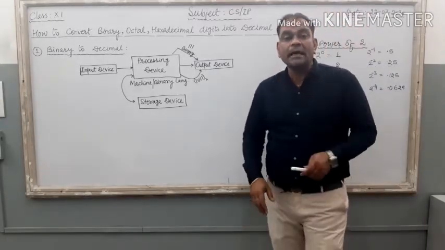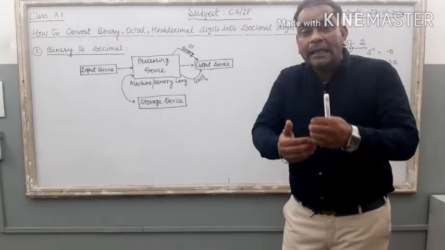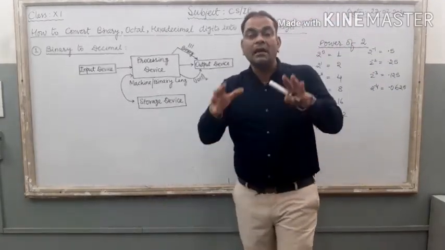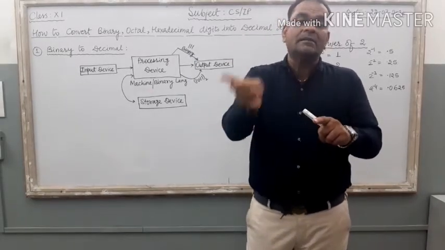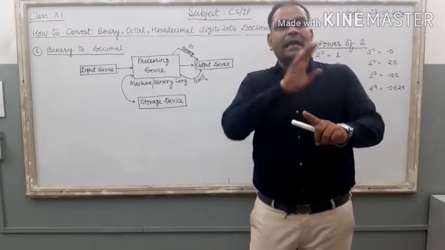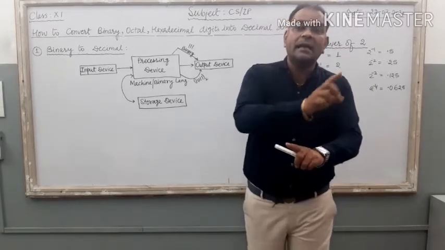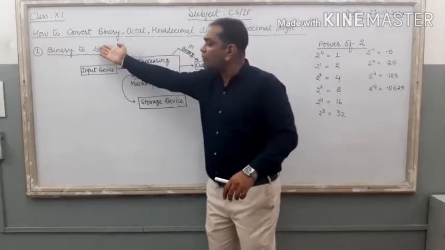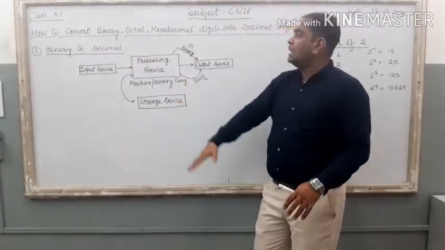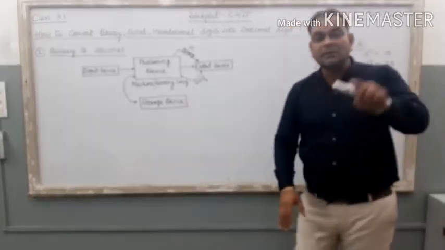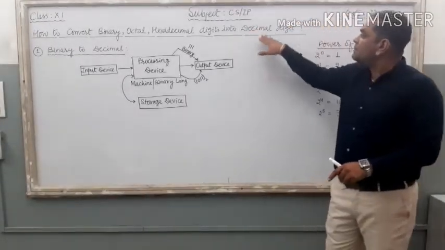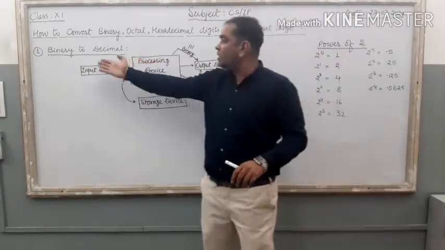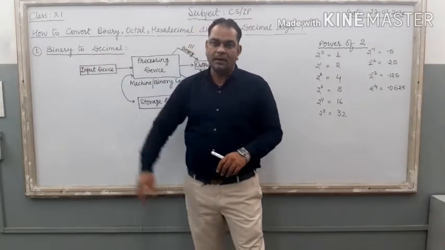As you know, we are working on the chapter number system, and in the previous classes we discussed how to convert a decimal number into its binary equivalent, into its octal equivalent and into its hexadecimal equivalent. Now in today's class we will discuss how to convert a binary, octal or hexadecimal number system's digit into its decimal number system equivalent. Clear? So our first topic is binary to decimal, right?